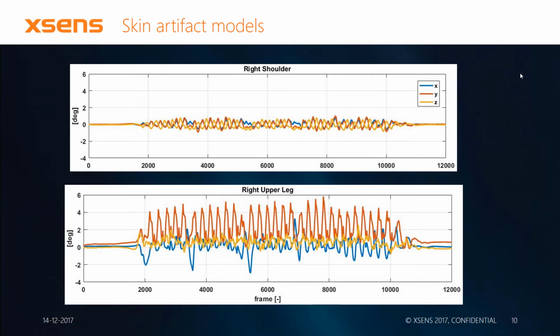So this is also something that you see in the graph. The right shoulder shows only a small amount of difference in degrees as you are moving, while the upper leg shows a lot of difference in degrees. So this is a rotation error, let's say, due to skin artifacts. With the new software, we take these into account, and what Stefan mentioned with the Reprocess HD, this is where the skin artifact modeling happens. In there, we can correct for these differences.